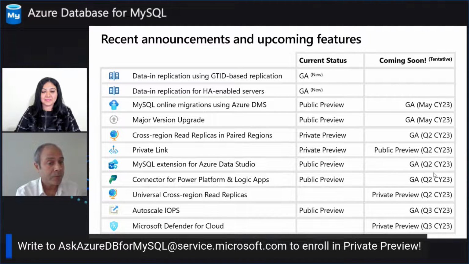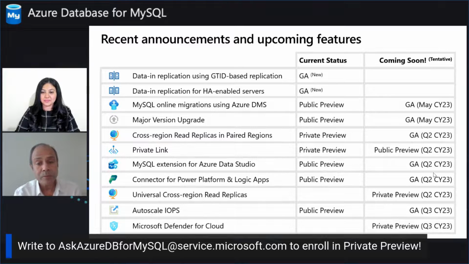Another feature which would be GA'd soon is cross-region read replica on the paired regions. And private link, that's one of the key features which is missing in flexible server, but available on single server. So we plan to have a public preview of private link sometime later this month or in Q2. With this public preview, private link would be available across all the regions where the MySQL service is available. In private preview, it's limited to 2 regions right now, but with public preview, we are basically extending across all the regions.